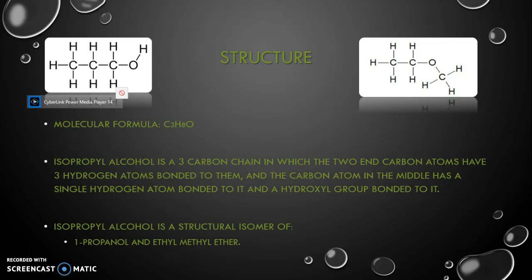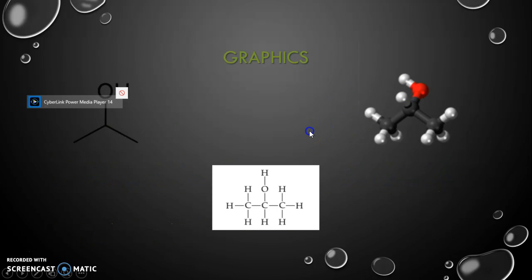Isopropyl alcohol is a structural isomer of 1-propanol and ethyl methyl ether. Each of the skeletal structures of both of those are represented. Here are some graphics of the structure of isopropyl alcohol. Here's the skeletal structure, the 3D structure, and the zigzag structure.